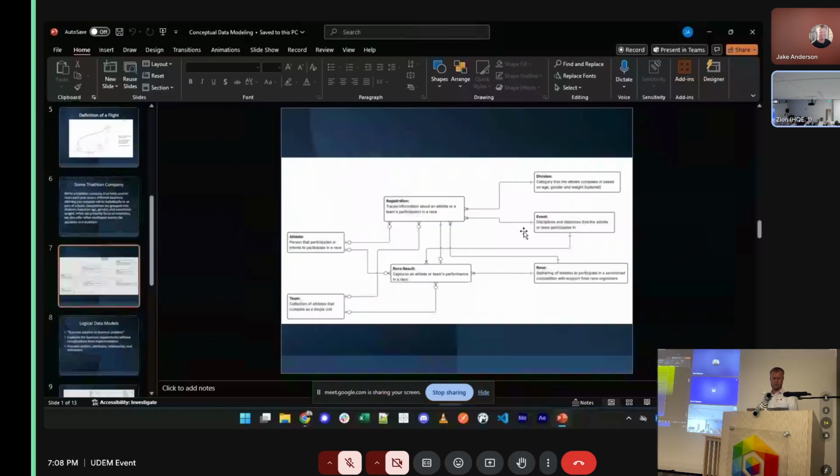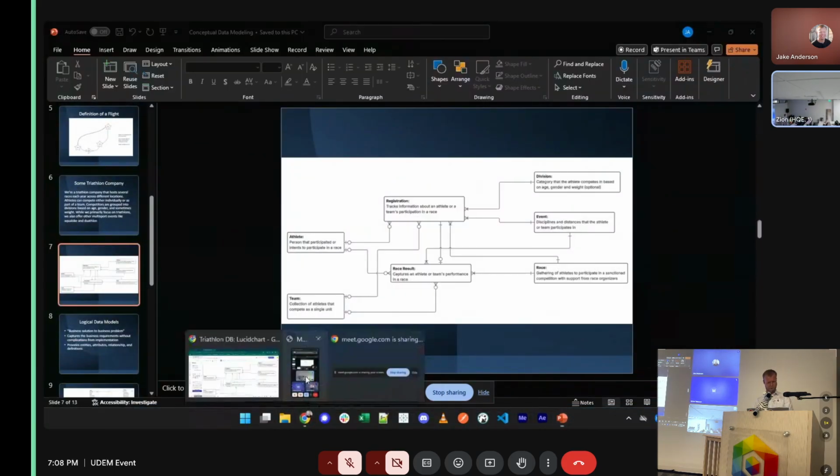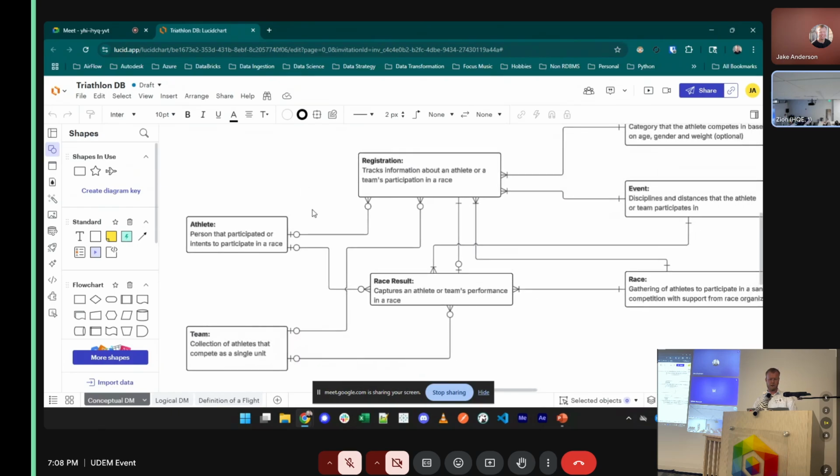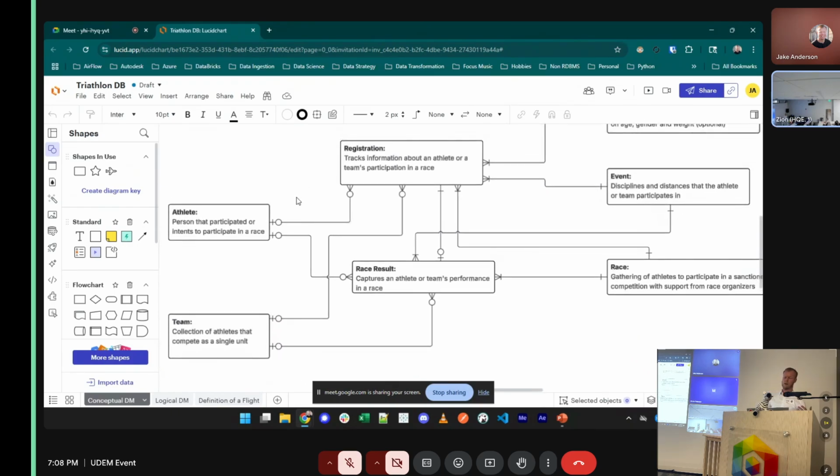I'm going to switch to Lucid so I can move around a little better. So what we've done is, okay, great, we're ready to build our conceptual model. This involves interviewing the business, talking to the people that matter, understanding what my business architecture is.